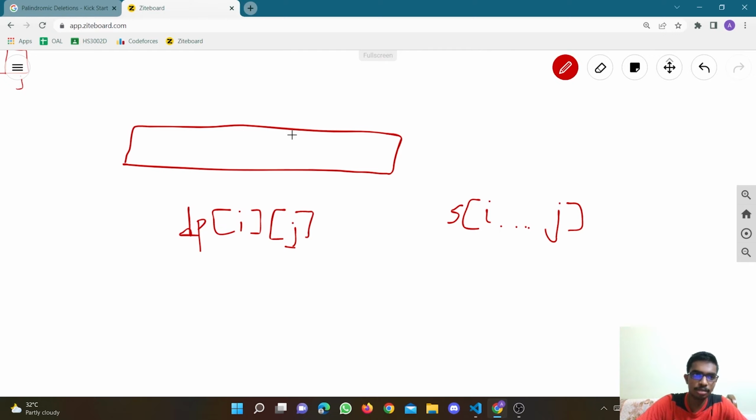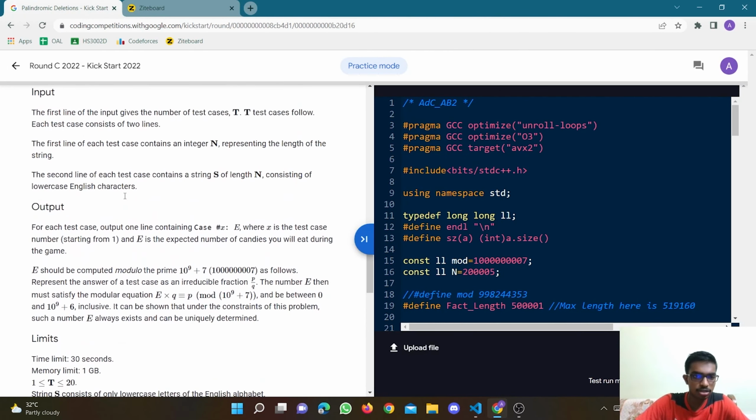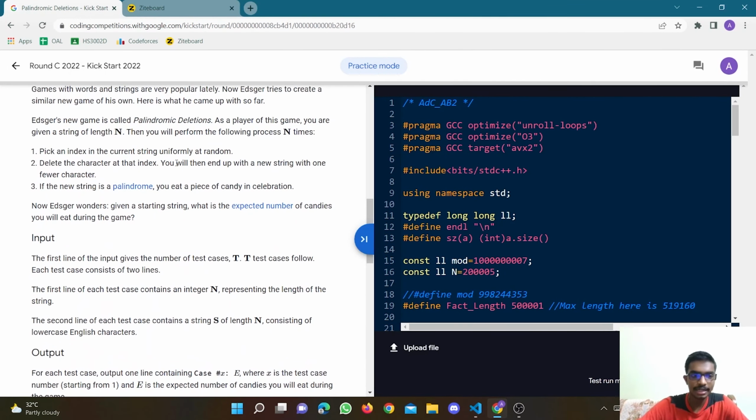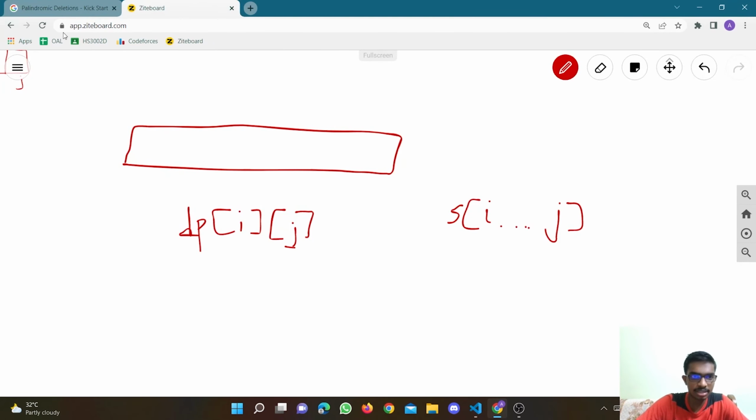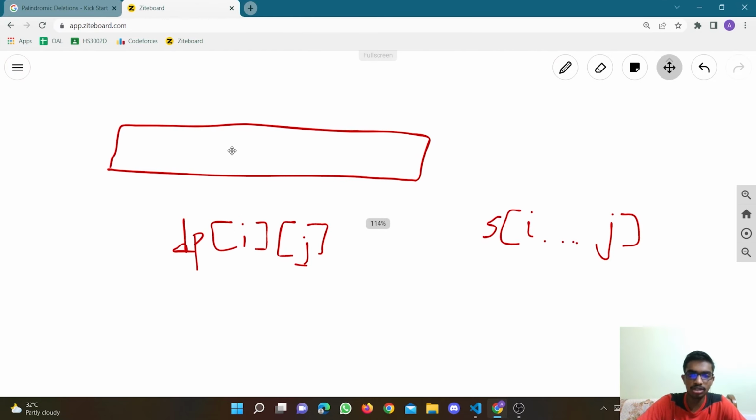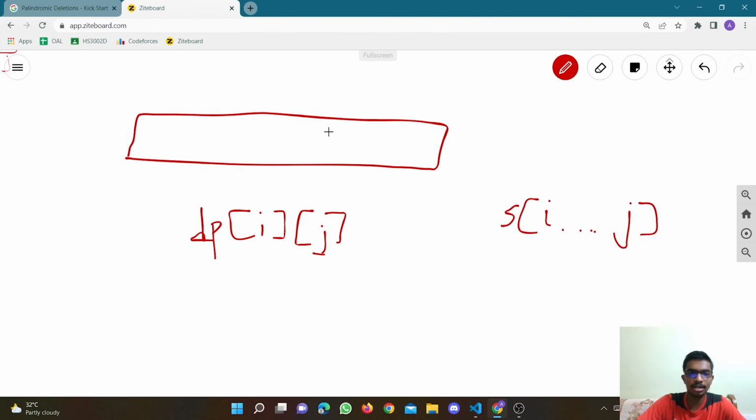Why am I focusing on palindromic subsequences? Because what this process does, it deletes characters arbitrarily at different positions, and the resulting string will be a subsequence of the original string. So if the subsequence is a palindrome, we are eating a candy. So it makes sense for us to count the number of subsequences in one part of the string, right? Now, does this work, or is there some issue with this?